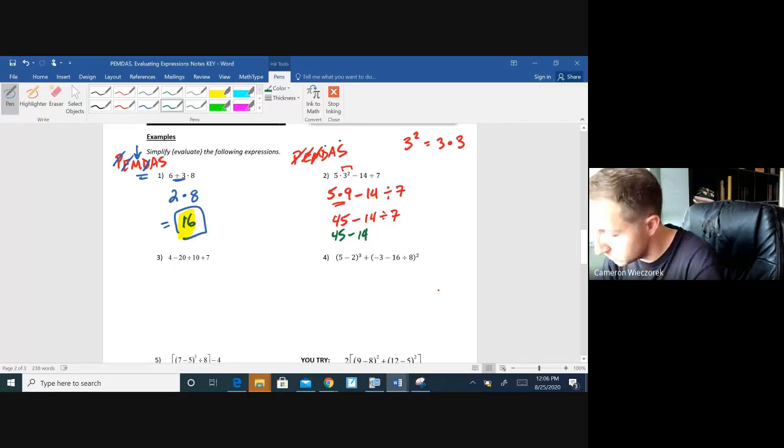Oop, let's do this. We can actually do this part though. 14 divided by 7 is the division. 14 divided by 7 is 2. So now I'm left with 45 minus 2. Cross off my division. There is no addition in this problem. There's only subtraction. So I can finish this with 45 minus 2, which is 43.